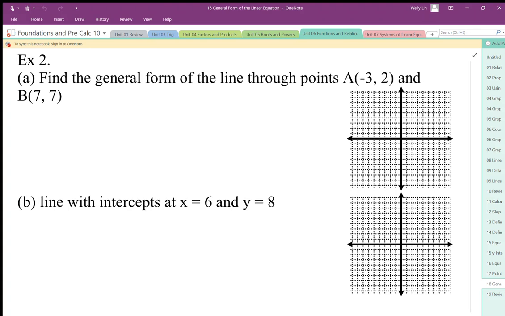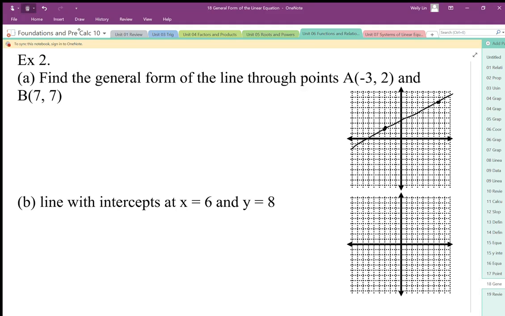One way to find the general form is to first of all come up with one of the other two forms and then rearrange it into the general form. So that's what we're going to do first. So I've got a point here at -3, +2, +7, +7. Okay, so there's my line.